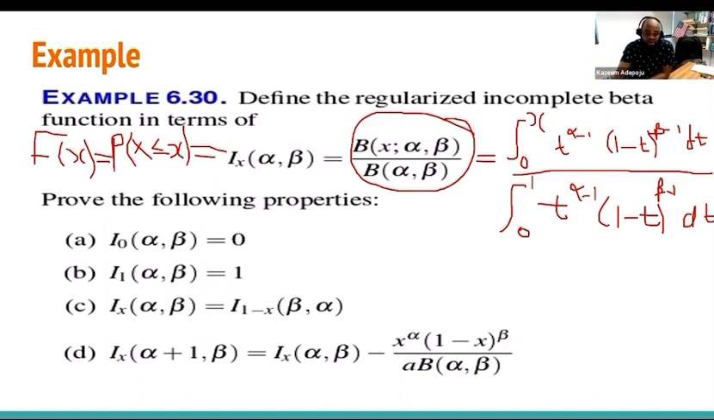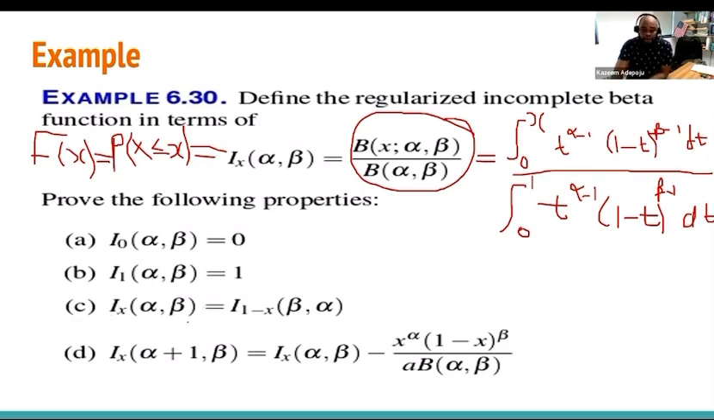Okay, so you can actually prove a property here. When x equals 0, you're putting 0 here, and automatically the numerator is going to be equal to 0, and that's why you have that down. What if we put 1? If I put 1 here, the whole of this is going to be the same thing as the denominator. That's going to be 1.